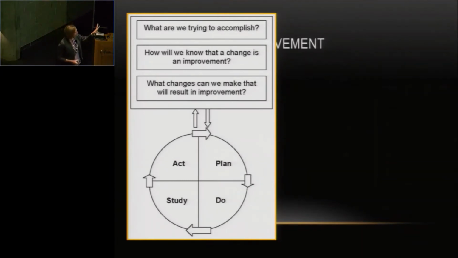What they did was they basically took Shewhart's PDSA cycle, Plan, Do, Study, Act, and they added 3 questions to the top of it. It now became their model for improvement. The first is, what are we trying to accomplish? The second is, how will we know that a change is an improvement? And then, what changes can we make that will result in an improvement?